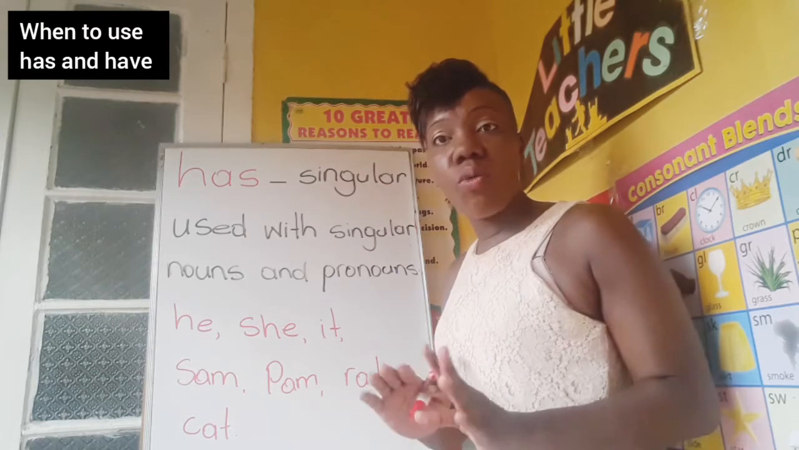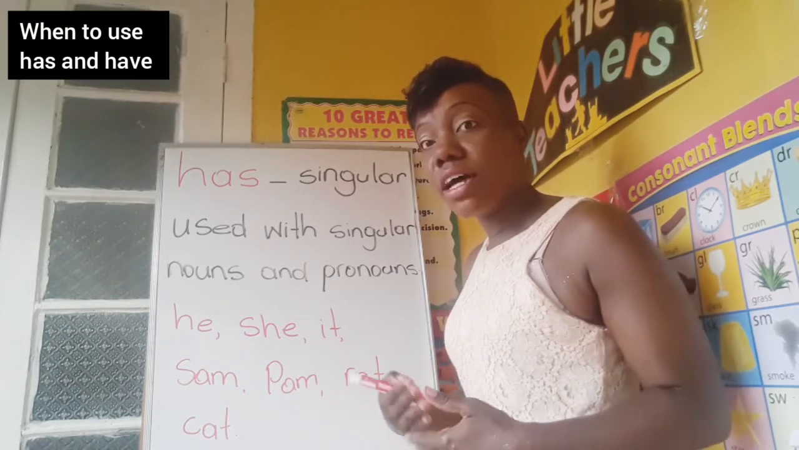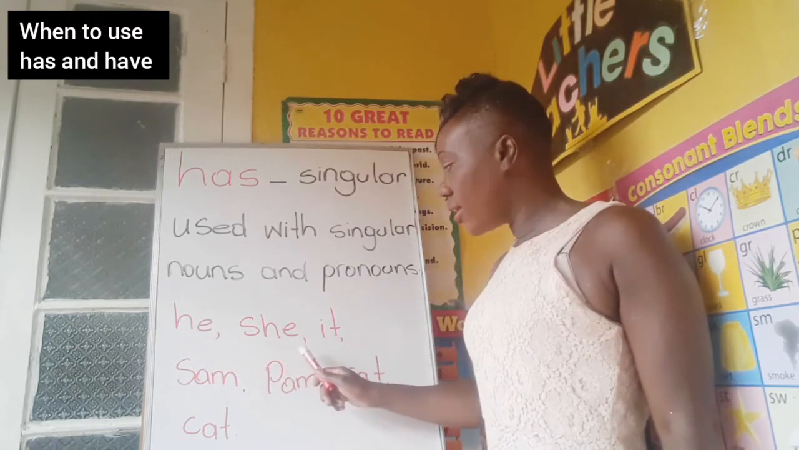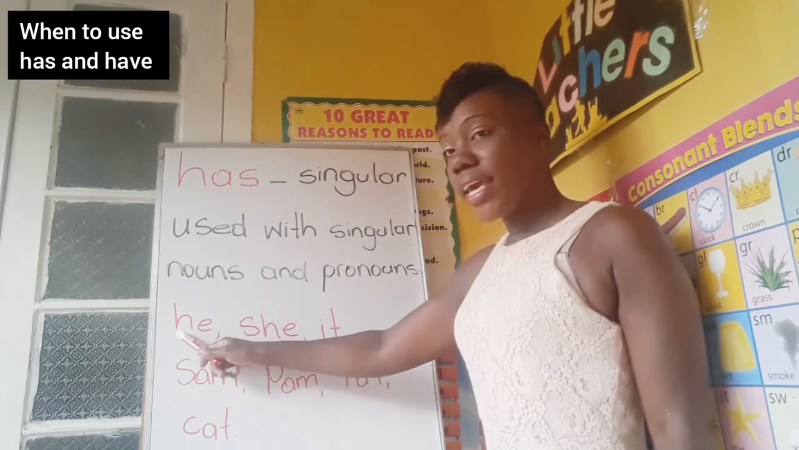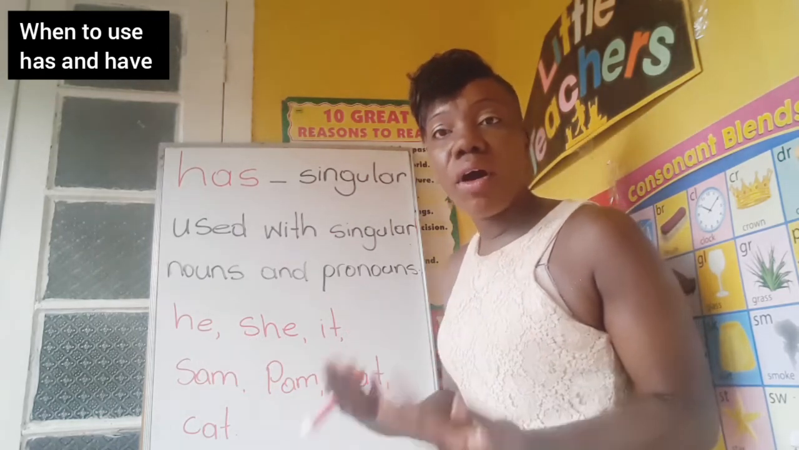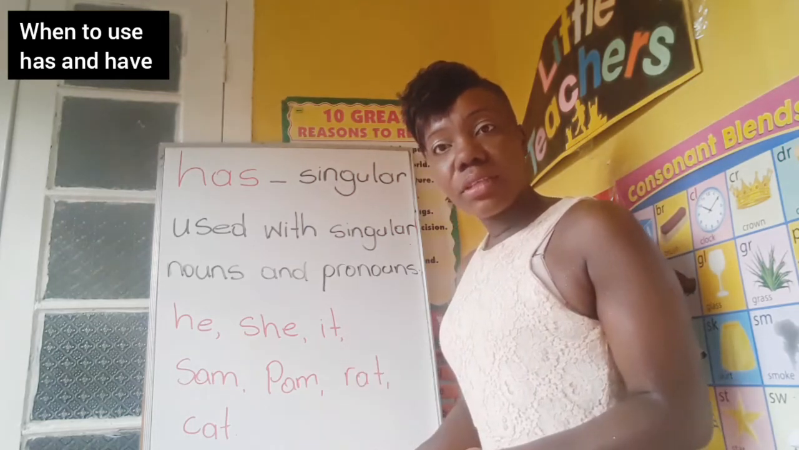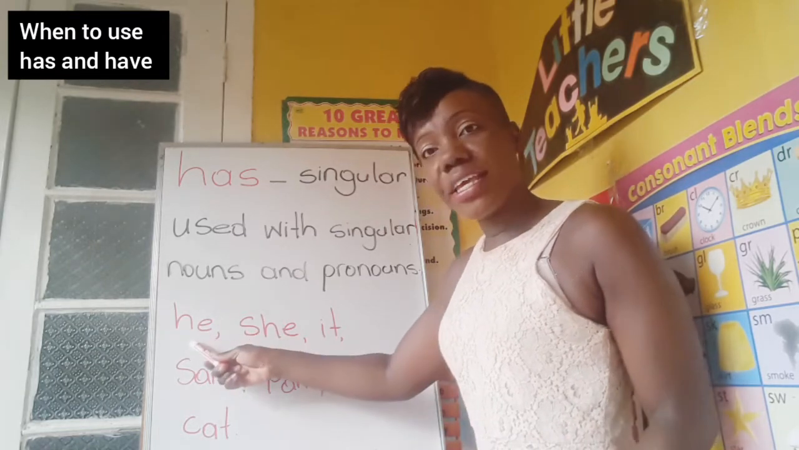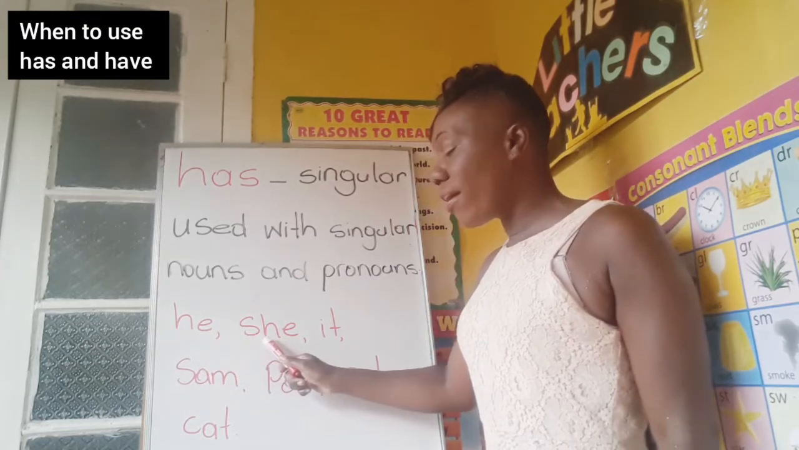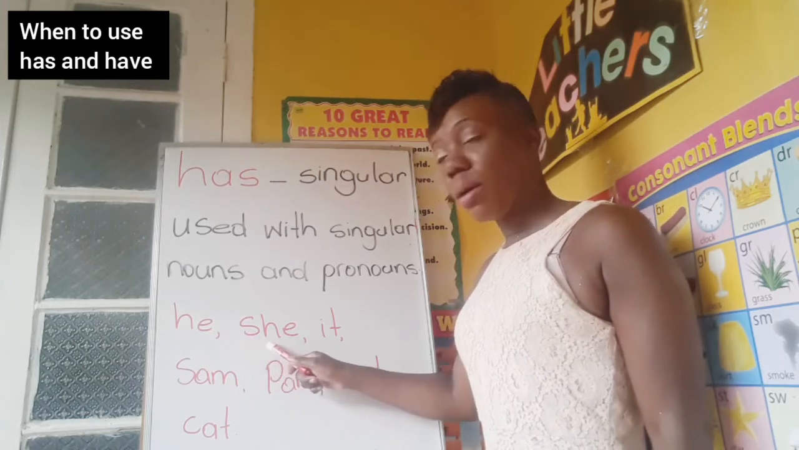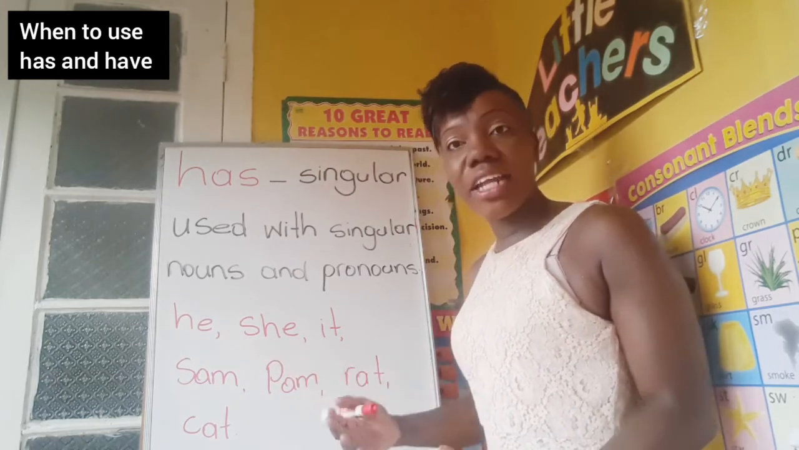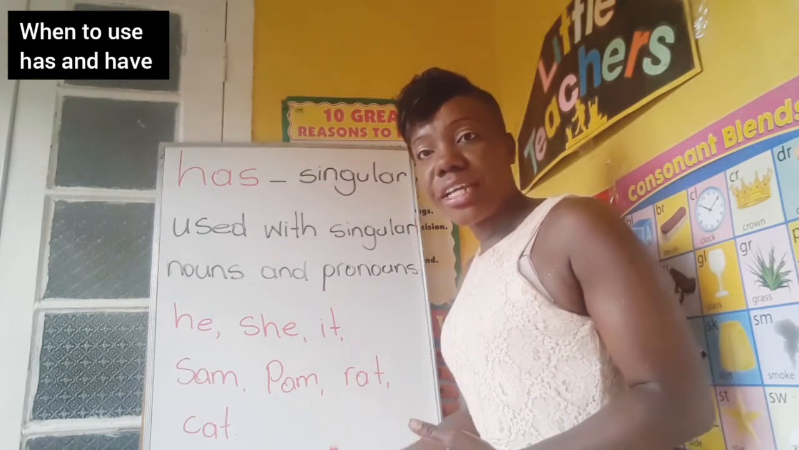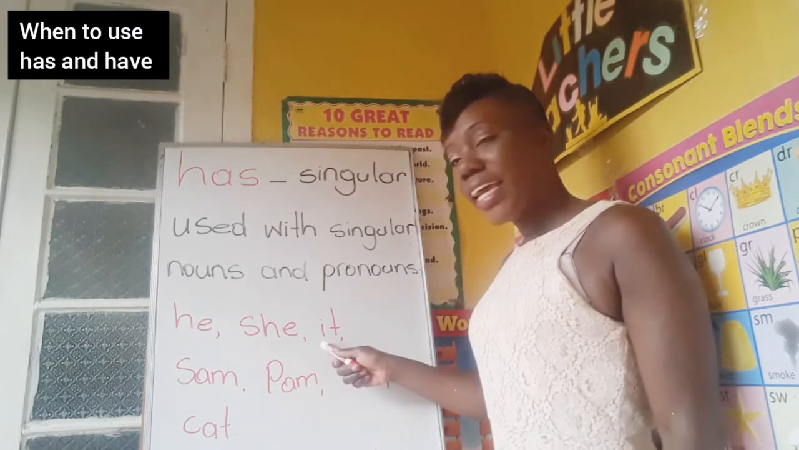Now, pronouns, they are words used in place of a noun, like the word he, she, it. So he is referring to a boy, like Sam. So instead of using the noun Sam, we can say he. And this is the word she. And she is a pronoun and it replaces a noun. So instead of using the word Pam, we can say she. And this is the word it.